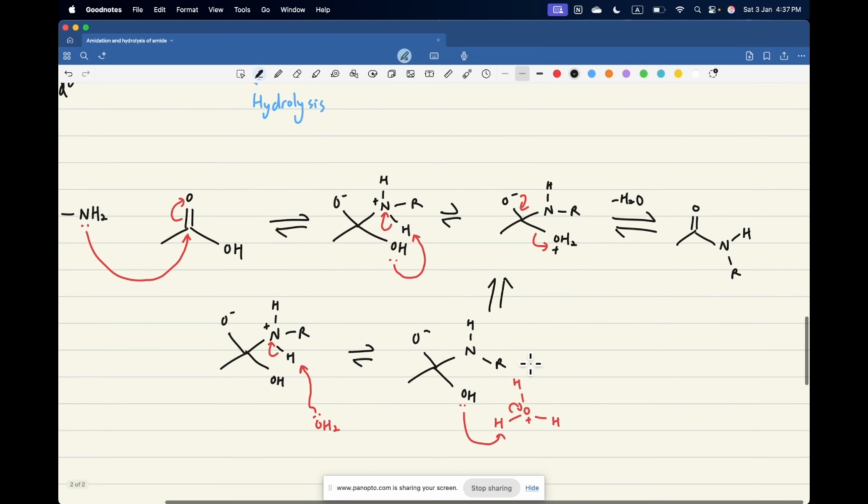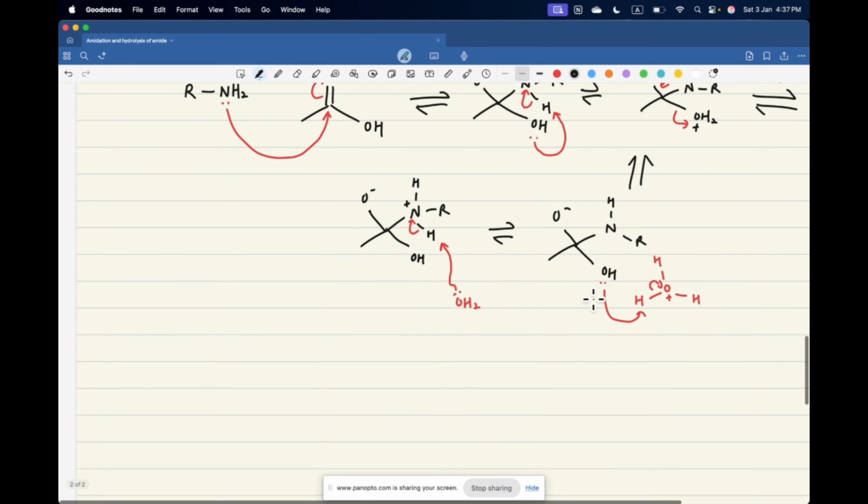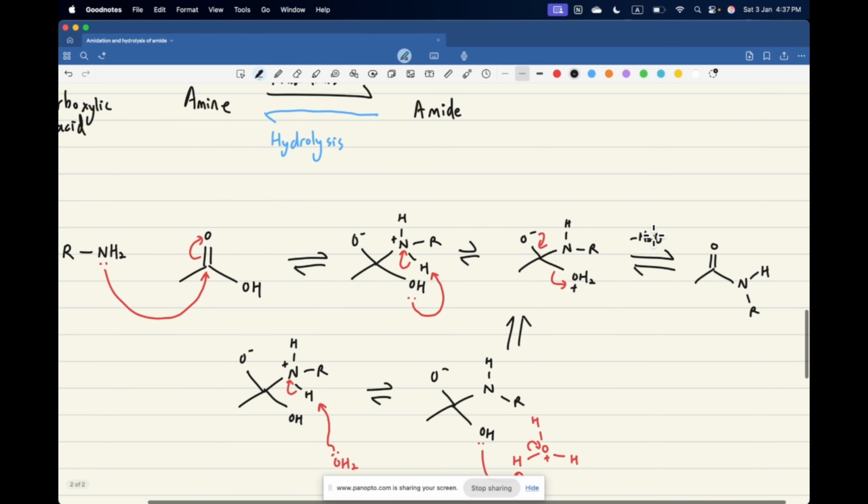Particularly in this reaction, we need heat. And why we need heat is because the removal of water requires a lot of energy. So to drive the reaction forward to our product, we need heat so that the water molecules can be removed.